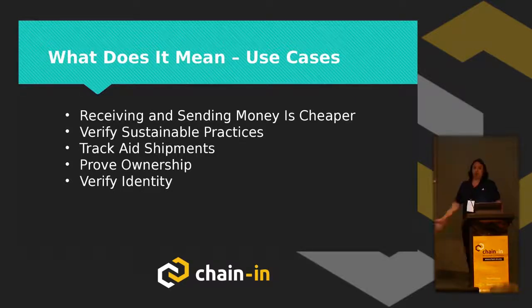Other things that blockchain technology can be used for: to track shipments, not only normal shipments, as in companies that are already doing that to track logistics around the world. You can also track aid shipments in the case of non-profit organizations. You can use the blockchain technology to prove ownership.